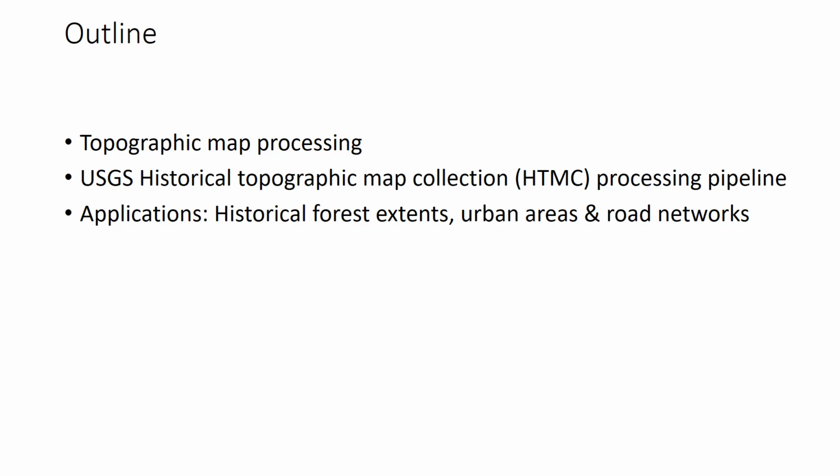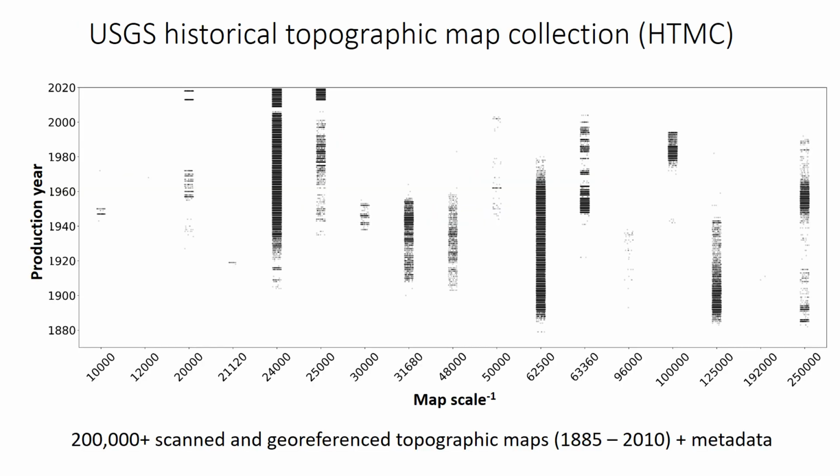Now I'll speak about the processing pipeline that we developed for the HTMC, for the USGS historical topographic map collection. So the HTMC consists of over 200,000 scanned and georeferenced topographic maps that date back to the 1880s of different scales. They are available as GeoTIFF and other data formats on AWS S3, and importantly, the HTMC comes with very rich metadata as well.